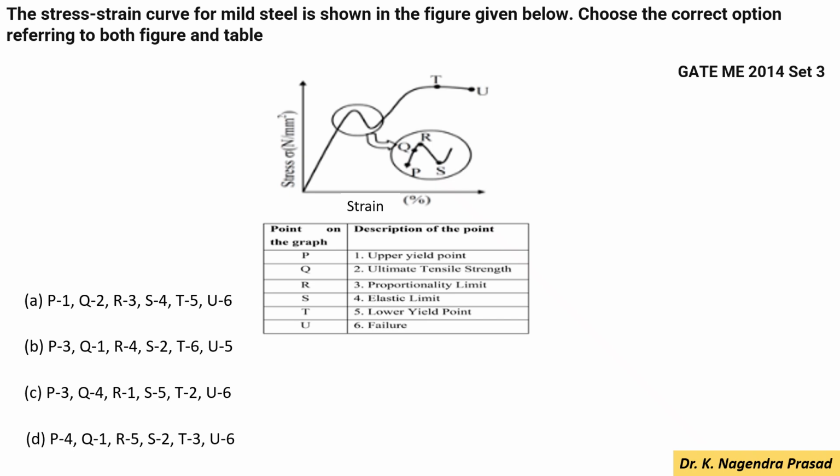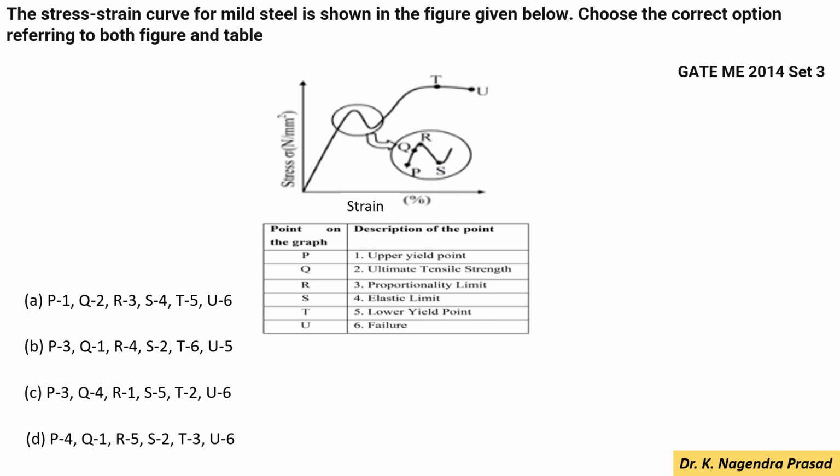Let's see the next question. The stress-strain curve for mild steel is shown in the figure given below. Choose the correct option referring to both the figure and table. So here it is given the stress-strain curve for mild steel material. Moreover, various points on the graph are given, and also the description of the various points. Then I have to match the correct point and its description. So let's see the curve.